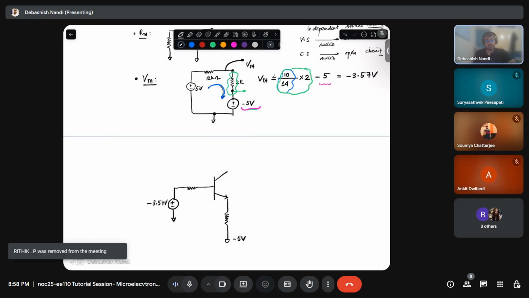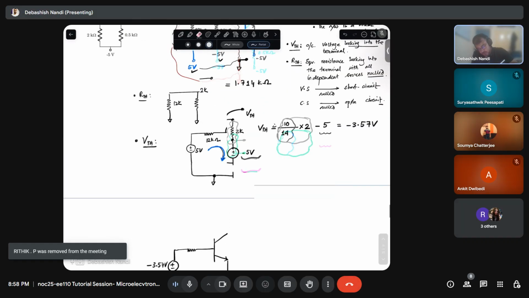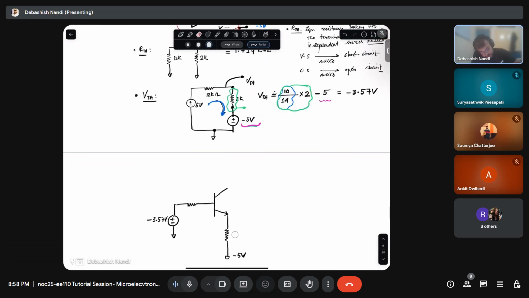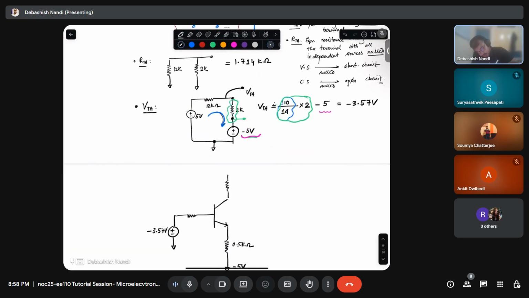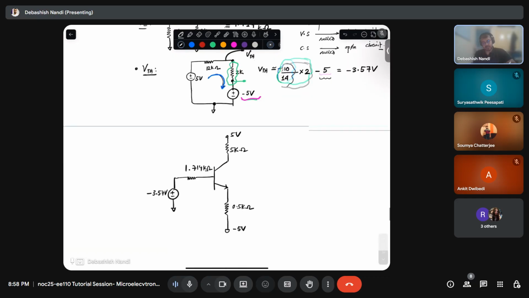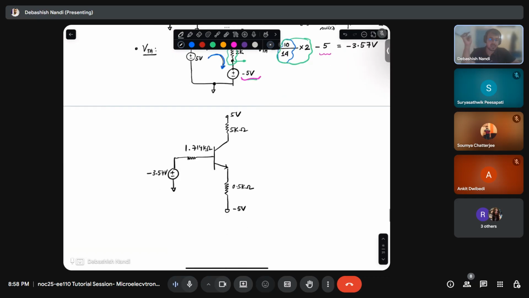Okay, I need to make him remove. So this is minus 5 volt. This is 0.5 kilo ohms, and I have 5K here. This is 5 volt. This is 1.714 kilo ohm, right? So this becomes your circuit.